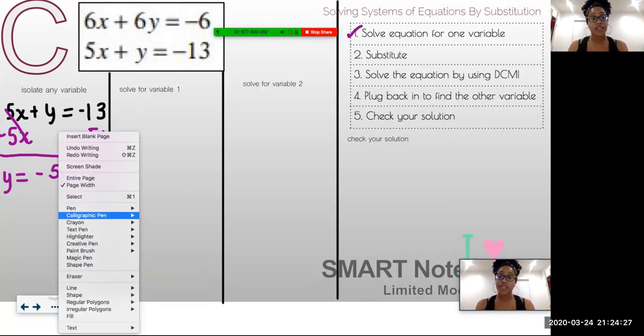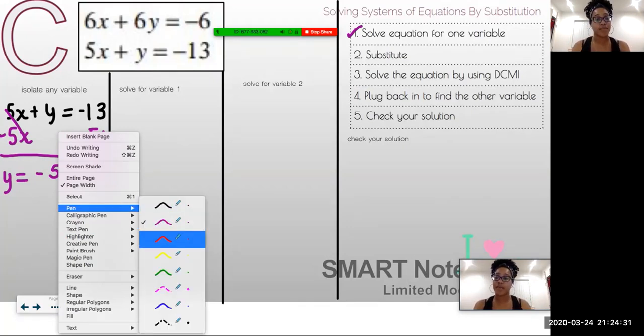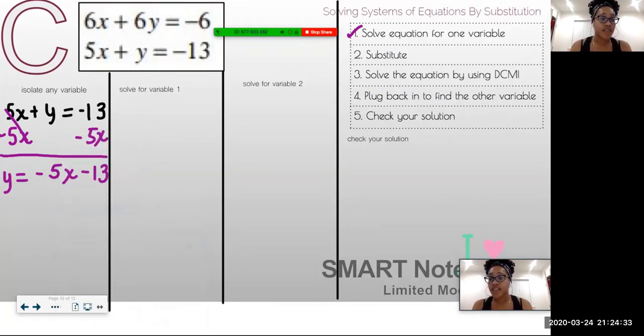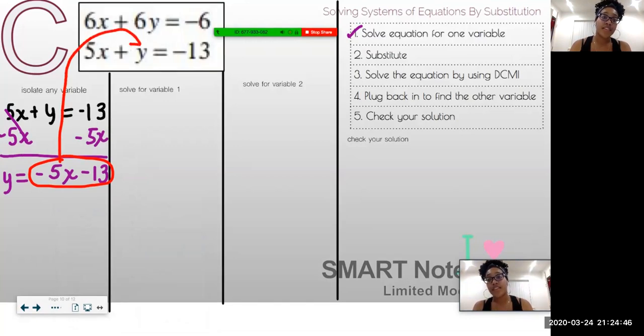So really, question set C, same as before, just one extra step. So again, I said y is equal to this expression. This is what y is equal to. So anywhere in my expression, I'm gonna just choose the second one because like I said, had a lot less going on. But I see y, I'm replacing it for negative 5x minus 13.